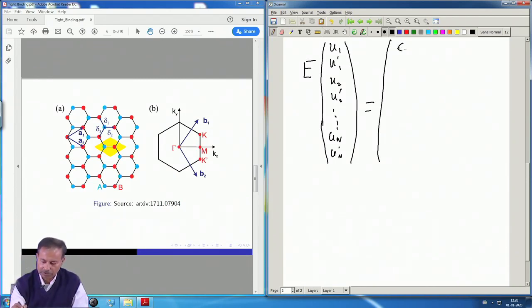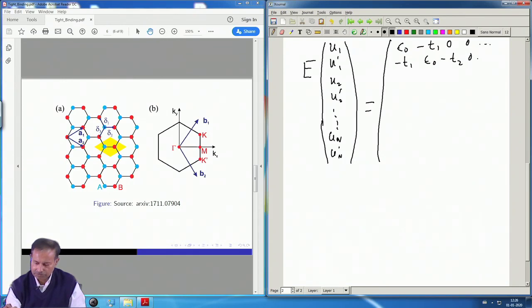epsilon naught along the diagonal, then minus T 1 here, then minus T 1 of course is here, epsilon naught, and this will be minus T 2, these are zeros, and so on, it will go on. So, this is minus T 2, that means this also by hermiticity will be minus T 2, 0, epsilon naught, and then T 1, and it goes on and on.